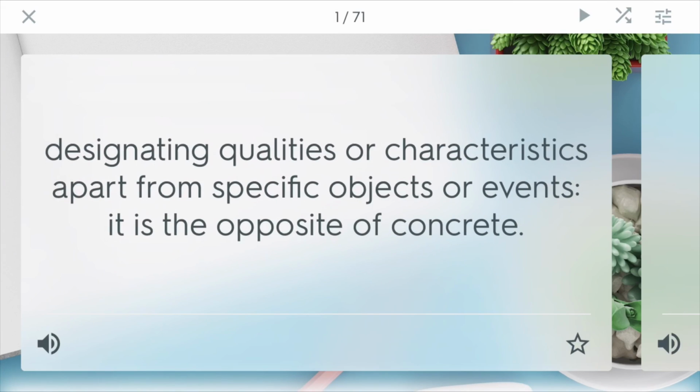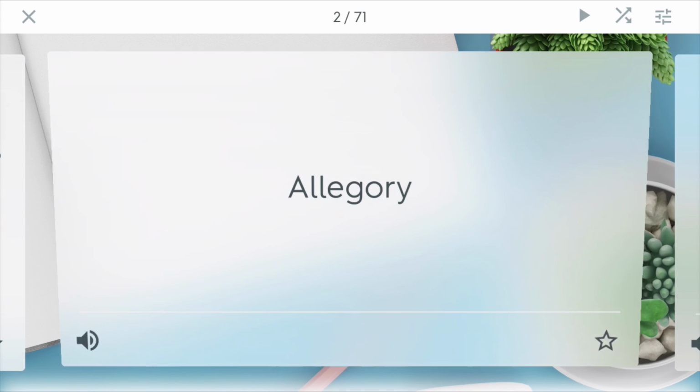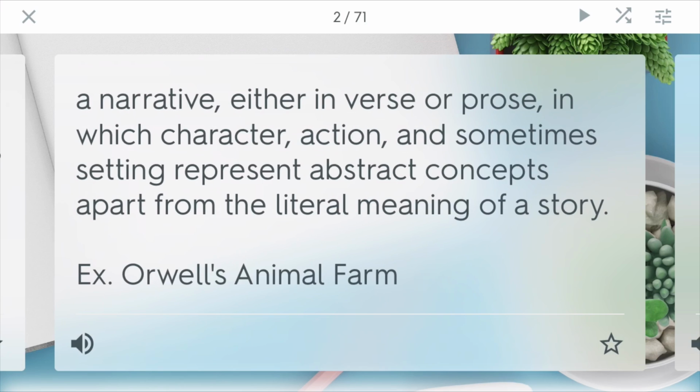The abstract is designating qualities or characteristics apart from specific objects or events. It is intangible and the opposite of concrete. An allegory is a narrative, either in verse or prose, in which the character, action, and sometimes even setting represent abstract concepts apart from the literal meaning of a story. Orwell's Animal Farm is an example of an allegory about Russia and communism.